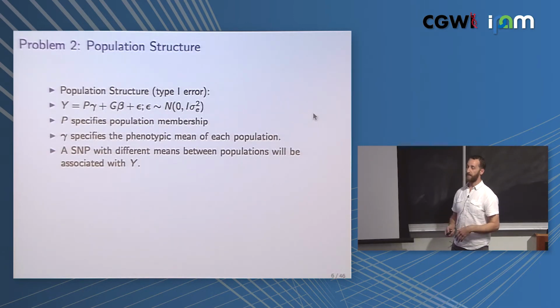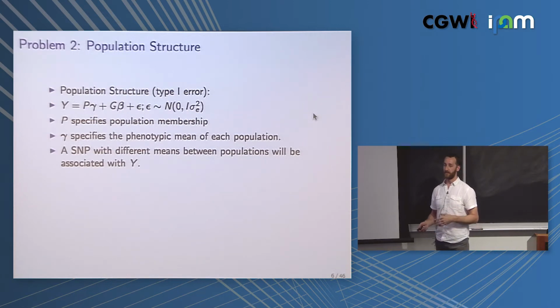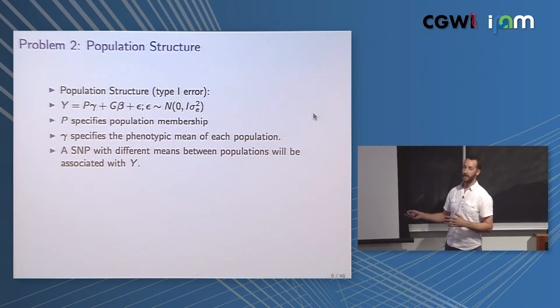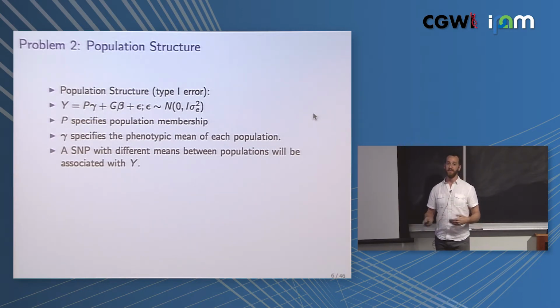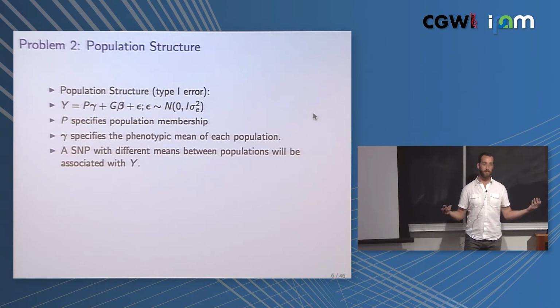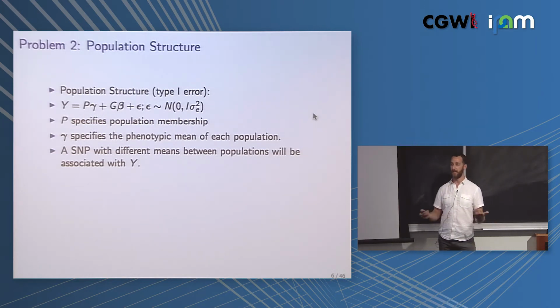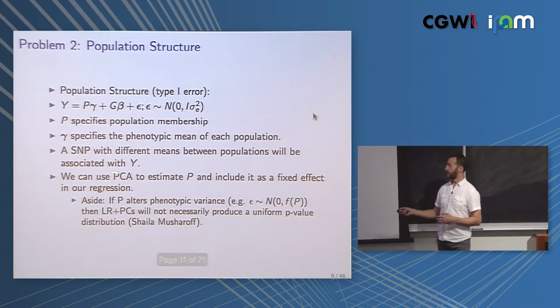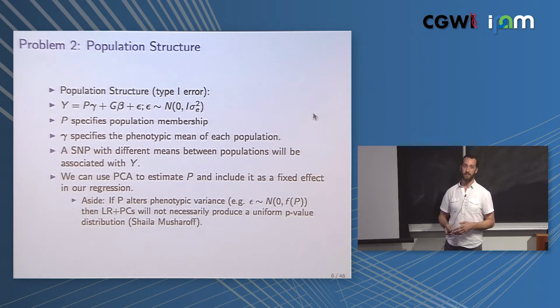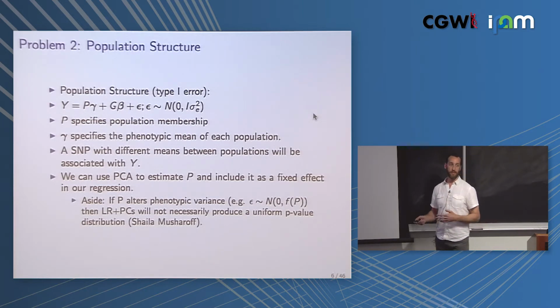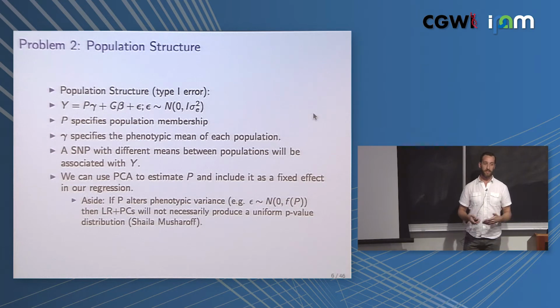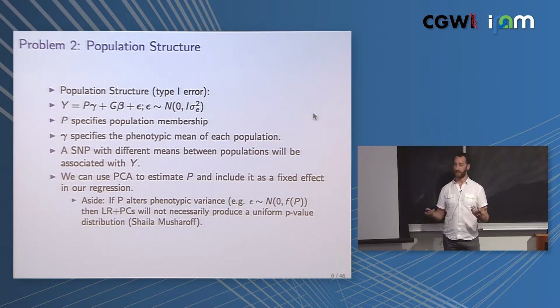The second problem that we encounter when we're doing genetic association studies is the population structure problem. If we have different populations and the populations have a different phenotypic mean, then any SNP that has a different frequency in the different populations is going to appear to be associated with our phenotype, even though it's not causally related to the phenotype at all. We can solve that problem by including P in our regression, but we don't necessarily have access to P. So people have used principal component analysis to estimate these different populations, and then we can include these as fixed effects in our regression.